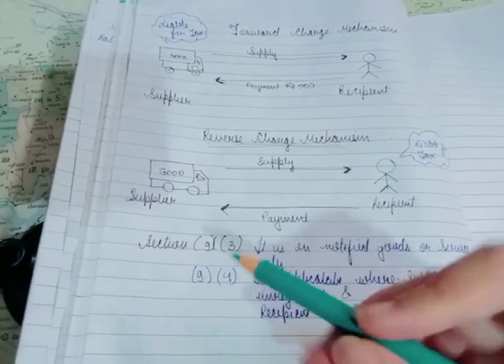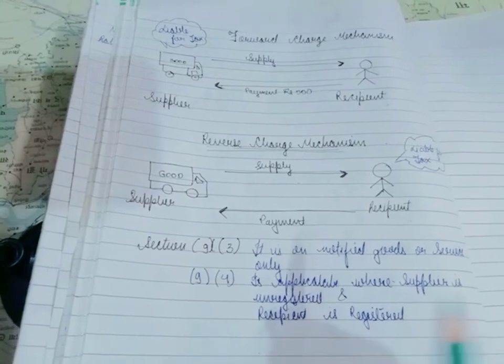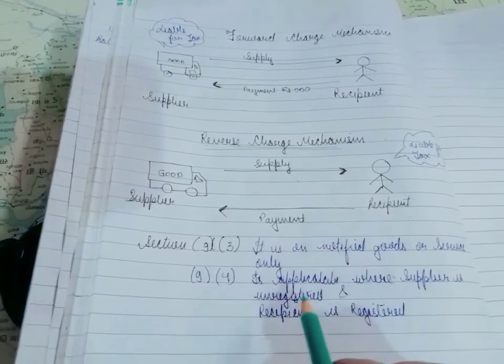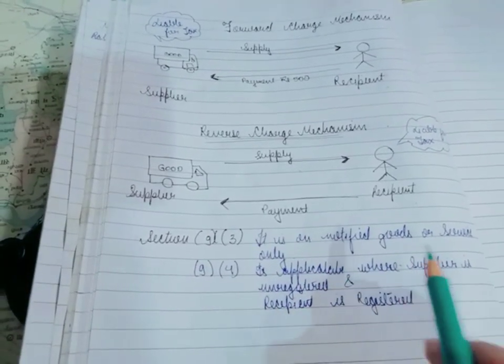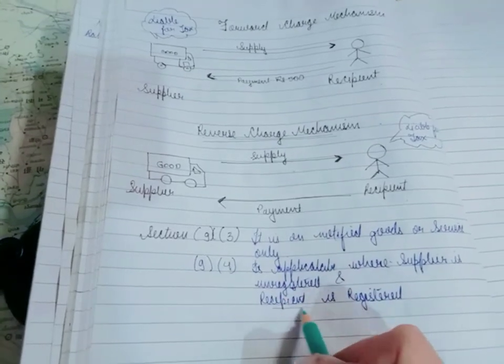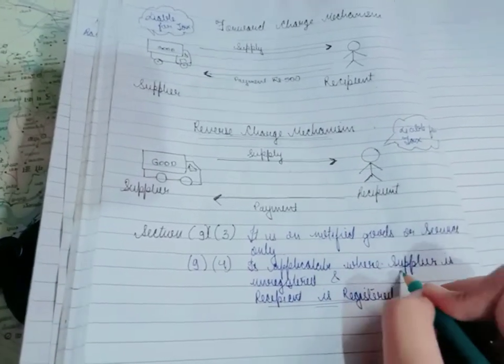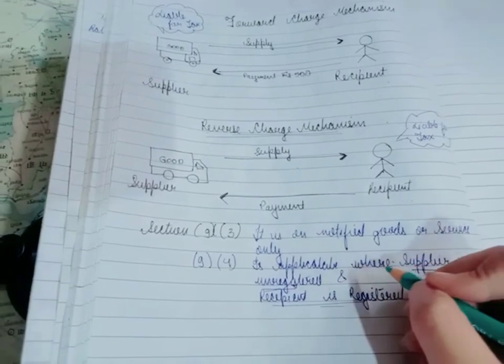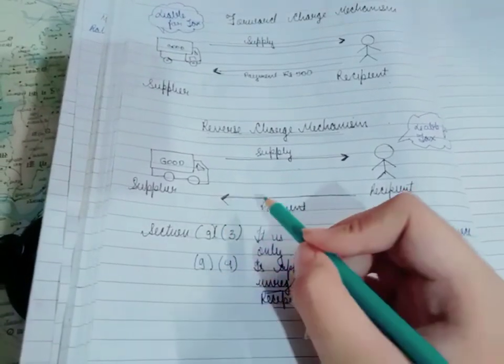On the other hand, section 9 subsection 4 indicates that the recipient is liable to pay the tax only when the recipient is registered and the supplier is unregistered. Now, this is the conditional one, whereas the other is mandatory.